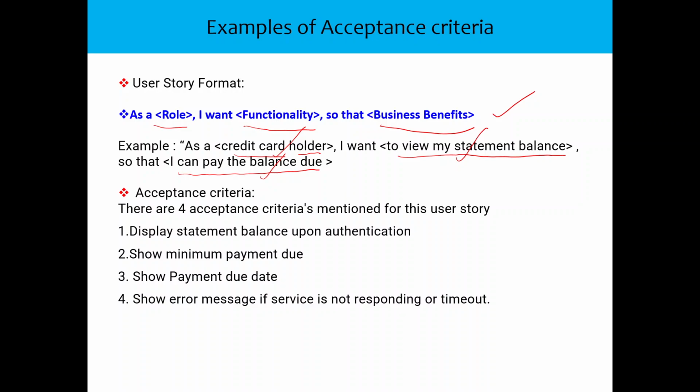Let's say it's a banking application. So what now? Just start thinking as a development team, and as I said, the development team will write together with the customer or the product owner. So think what could be the acceptance criteria in this case. So first what I've written is, display statement balance upon authentication.